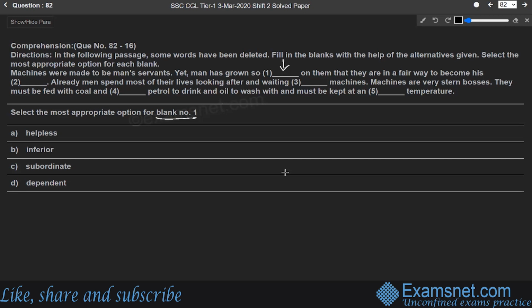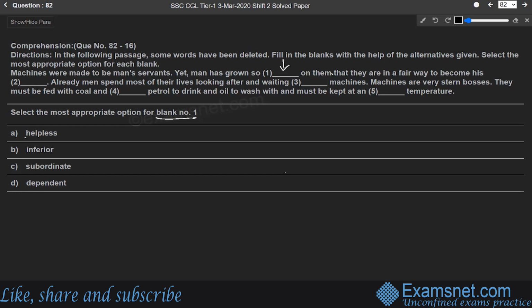So first let us read the passage. Machines were made to be man's servants, yet man has grown so blank on them. We know that machines were made for men, and machines are made to make our work easier. But yet man has grown so blank on them. So we have to find the appropriate word for this blank. Let us go through all the options.